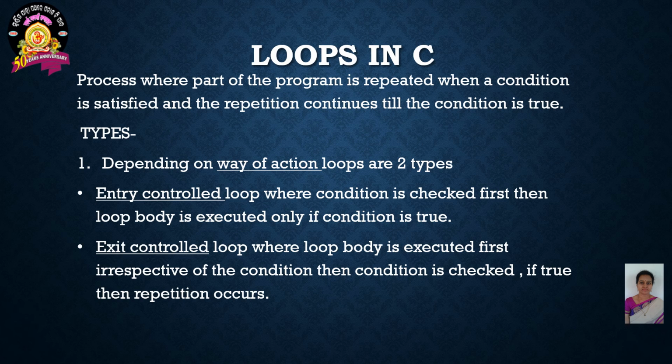So depending on the way of action, loops can be divided into two types. One is entry control loop, where the condition is checked first, at the beginning when the loop starts, and then only if the condition is satisfied is the body of the loop executed.